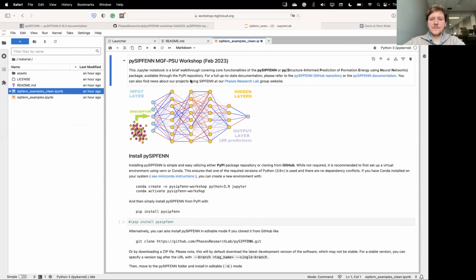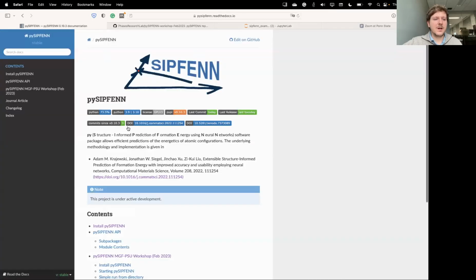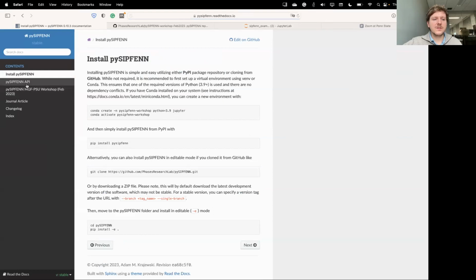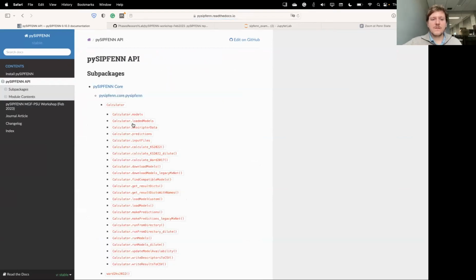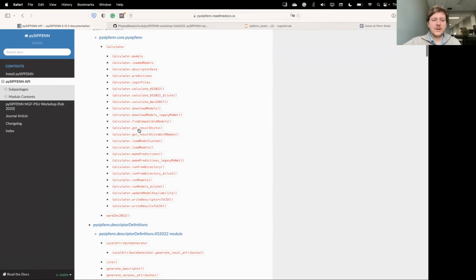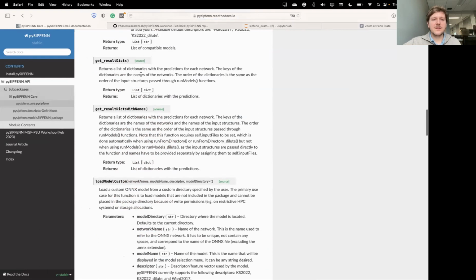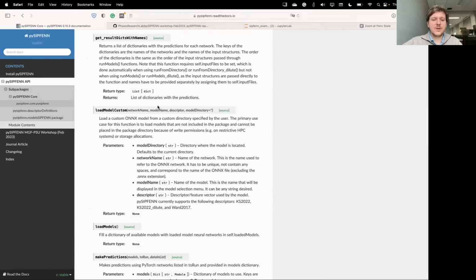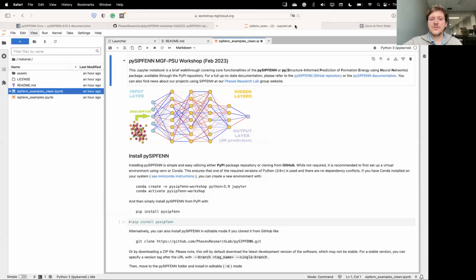First of all, PySIPFENN stands for Structure-Informed Prediction of Formation Energy using Neural Networks. The links at the top show you the GitHub repository and the documentation, which I have right here, where you can see the install instructions and the API. If you don't know what a function is doing, you can always go here and, for example, click on get_results_dicts. It returns a list of dictionaries with predictions for each network, and you can see what type of output it gives. You can also look at more complex functions that we're going to see throughout this workshop.